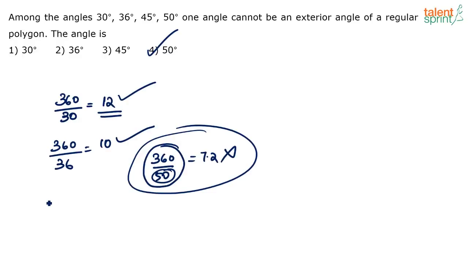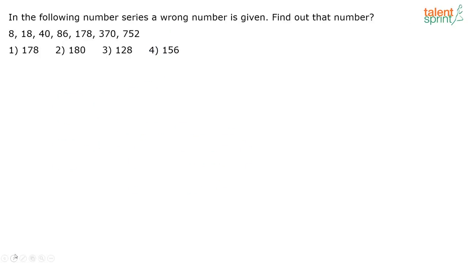Is it clear? Basically, what am I doing by 360 by 30? I get a polygon that has 12 sides, that is 12 vertices. Here I am getting a polygon that has 10 vertices and so on. But here it is not possible. So there cannot be a polygon whose exterior angle is 50 degrees. The correct answer is option 4. Is it clear? Next one.